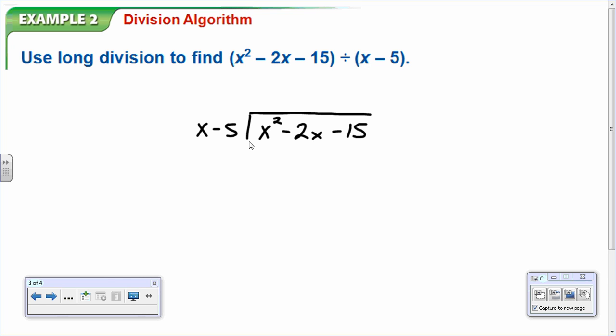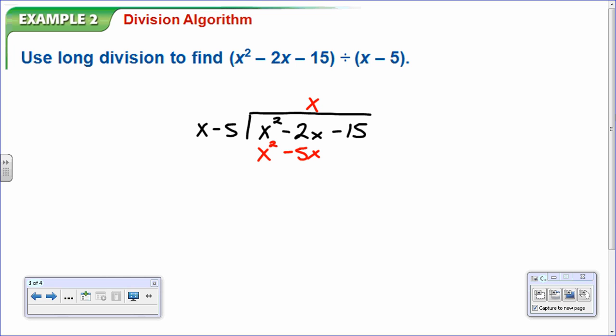Now just begin asking a series of questions. How many times does x go into x squared? Or in other words, x times what is x squared? The correct answer, of course, is x. X times x is x squared. So now we're going to multiply this x times both the x and the minus 5. X times x is x squared. X times negative 5 is negative 5x.